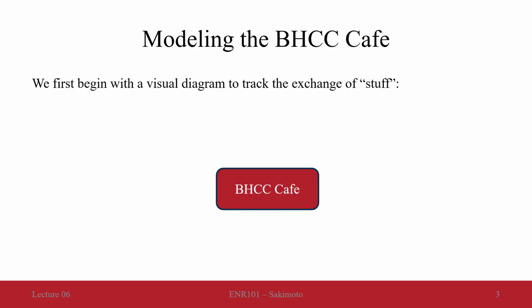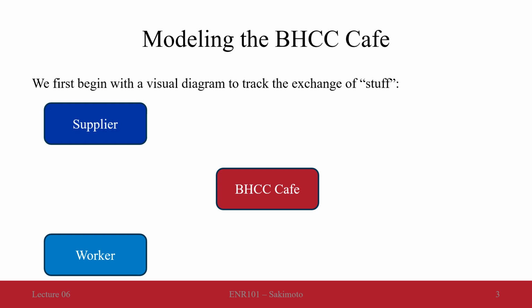We first begin in building this model with trying to create a visual diagram that helps map out where all the stuff's going, how it moves, and what categories we need to measure and quantify. So first, we'll create a little flow diagram here with the Bunker Hill Cafe in the center. We'll also create a little box that indicates our workers and the movement of goods, money, and labor from the worker to the cafe. We'll also create a little box indicating the supplier, so the person or the organization that manufactures and produces the food that the cafe sells.